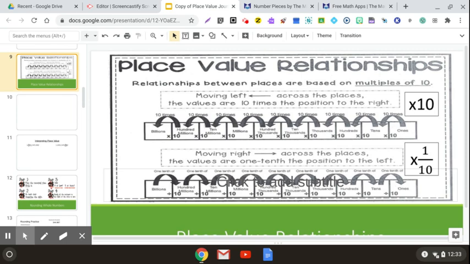You're either getting 10 times bigger as you go to the left, or you're getting 1/10 smaller as you go to the right. I'm sorry, I said that wrong. Let me say it again. As we move to the left, we get 10 times bigger. As we move to the right, we get 1/10 smaller.